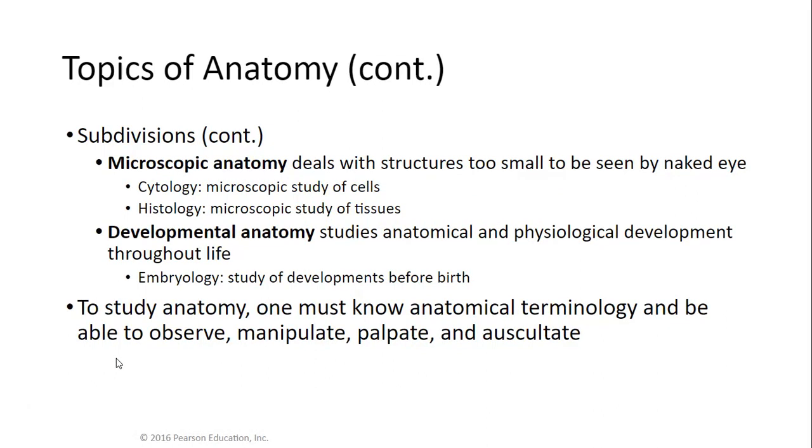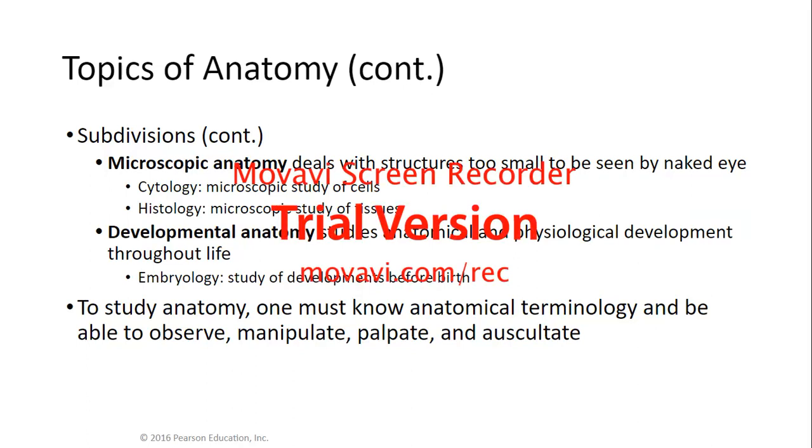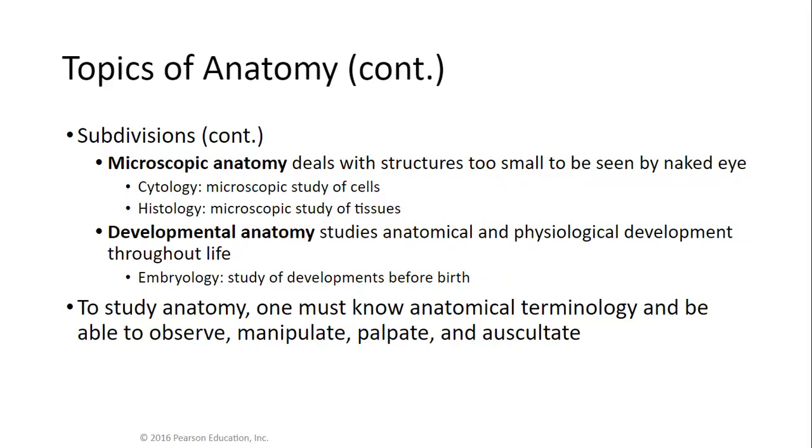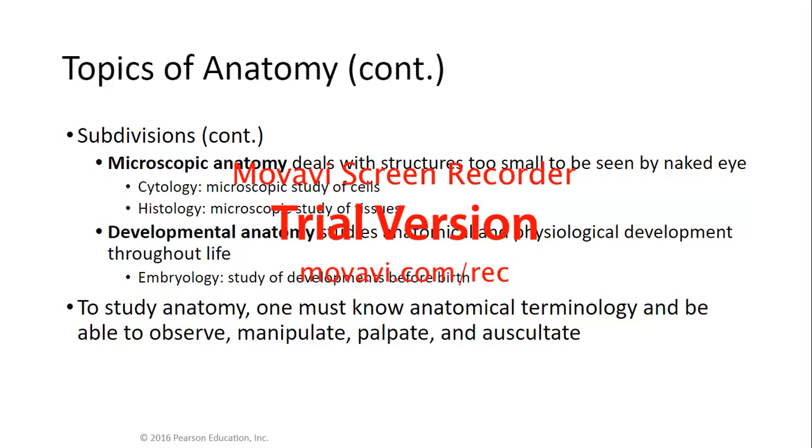So microscopic anatomy deals with structures too small to be seen with the naked eye. When we look at slides in the lab, if you're studying tissues, that's histology. If you're studying cells, cytology. So that's a big part of anatomy, is microscopic. You have to look at a lot of tissue slides and a lot of cell slides. That's part of the anatomy lab.